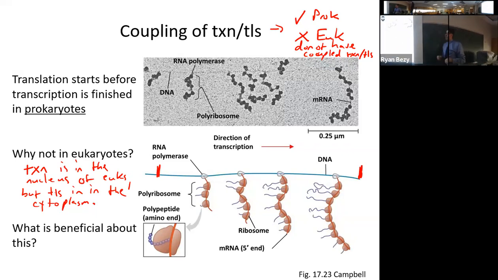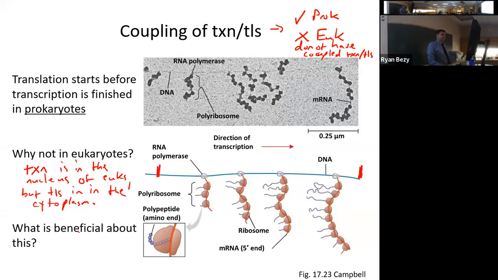But in prokaryotes, remember, transcription is in the cytoplasm, but also translation is in the cytoplasm. They don't have a nucleus. Everything's just in the cytoplasm. So they can couple this together. The RNA polymerases, the DNA, the ribosomes, they're all in the same spot, and they can be, therefore, coupled. What's beneficial about coupling? It's faster again. More protein being made per time. But the other benefit of that is it also means faster responses.